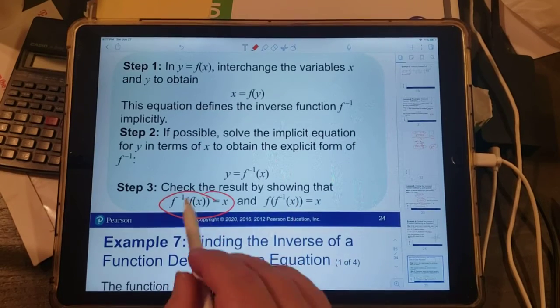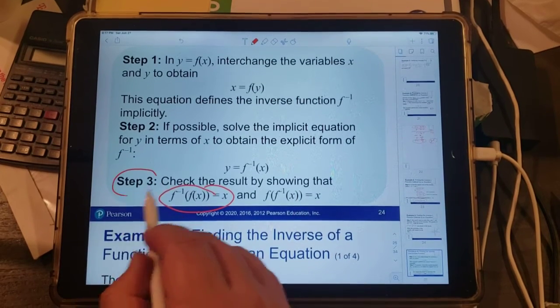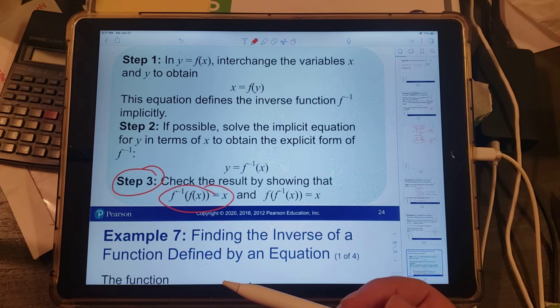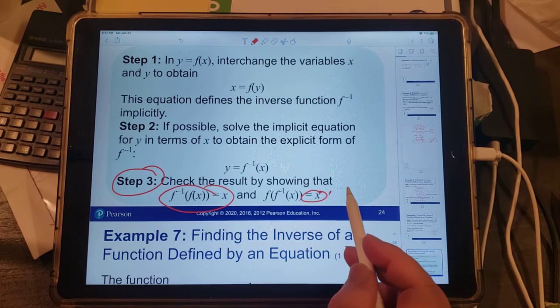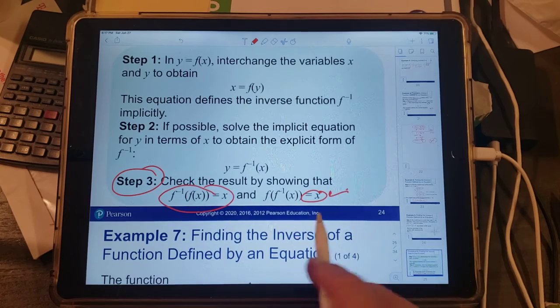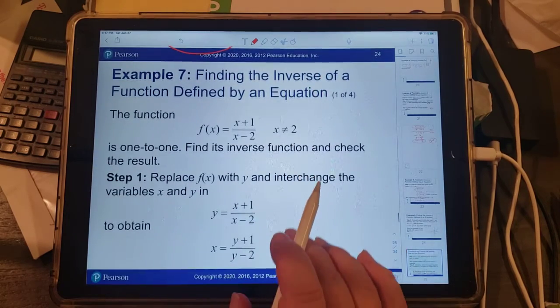This is the check. Checking, again, is one of those things you can't really put on a test. I guess you could. They could ask you to check it, and you know you're going to get x. So the check isn't really much of a surprise.